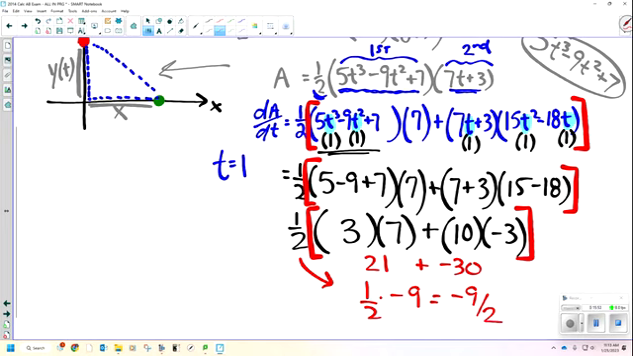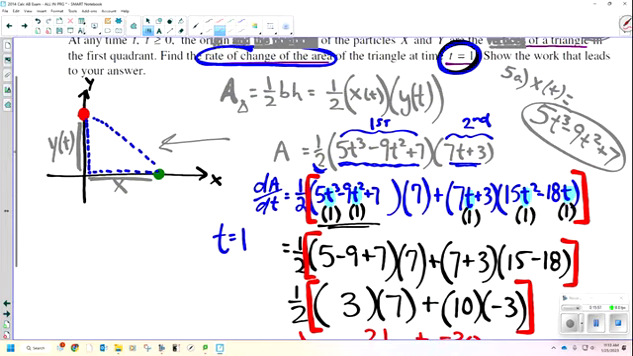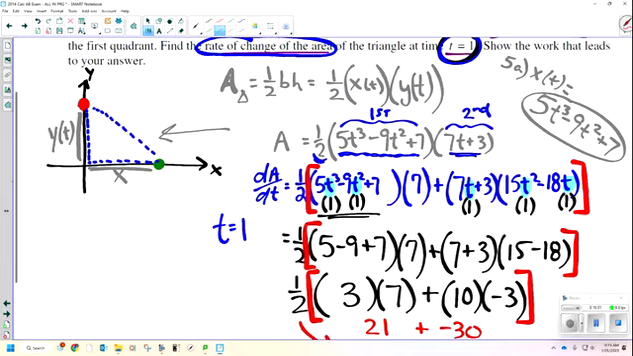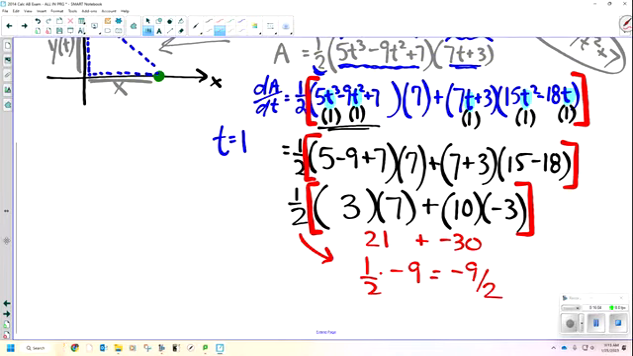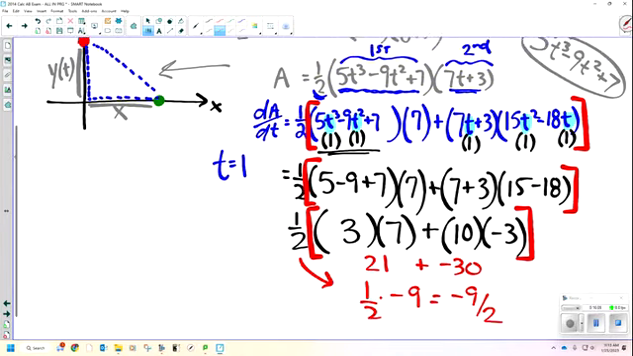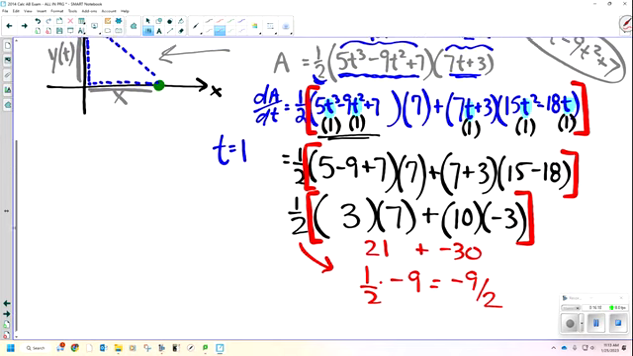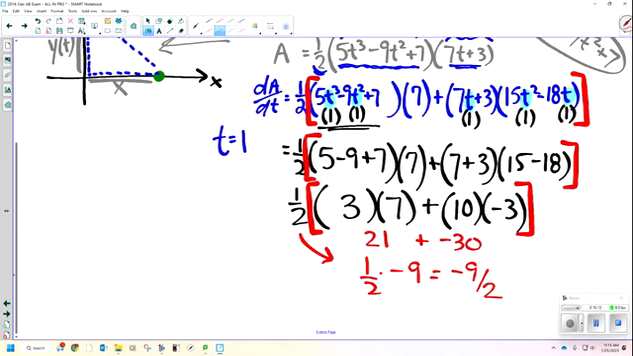They don't give us labels. They don't give us feet and seconds, or not that I can recall. First quadrant, find the rate of change. Nope, that's it. So that means the area of that triangle in the upper left corner, in the first quadrant, is actually shrinking by 9 halves units per time, distance per time, inches per second, whatever it is. That actually wasn't that bad at all. Okay, so we are done.